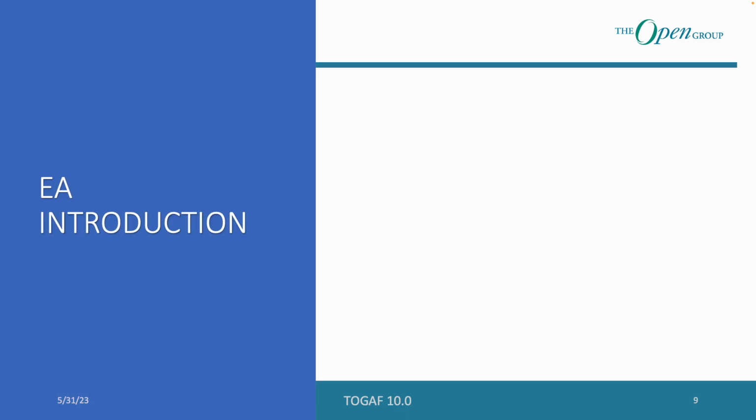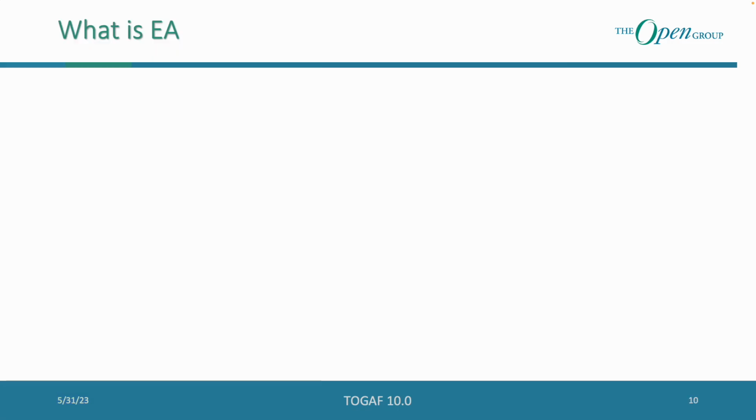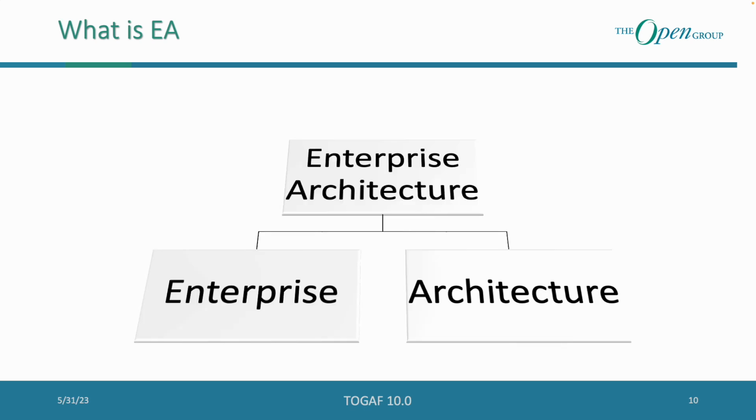Moving to the next slide, we will start our chapter 1: what is EA, why is enterprise architecture important, who is involved in enterprise architecture, and when is enterprise architecture utilized. Let's begin by addressing the first W question, what is EA? To define enterprise architecture, we can break down the term into two parts, enterprise and architecture.